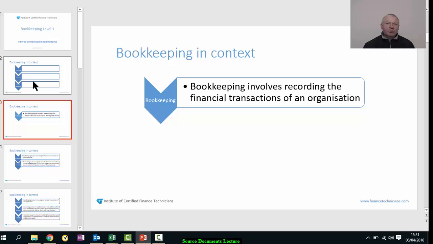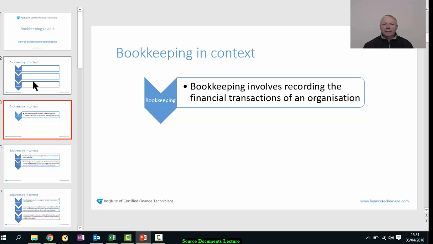So bookkeeping involves recording the financial transactions of an organization, and that's massively important because there can be thousands, if not millions of transactions, depending on the size of an organization, that need to be recorded. And it's the bookkeeping system that will capture this raw data.